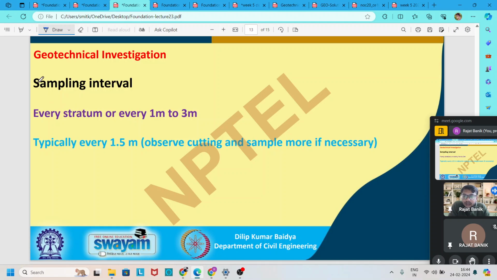Then sampling interval. We have to take samples at every stratum or every 1 to 3 meters of depth, and typically every 1.5 meters observe cuttings, or sample more if necessary. So if we observe the cuttings and need more samples, we need to take samples every 1.5 meters of depth.